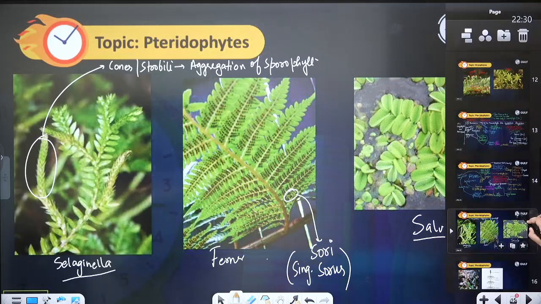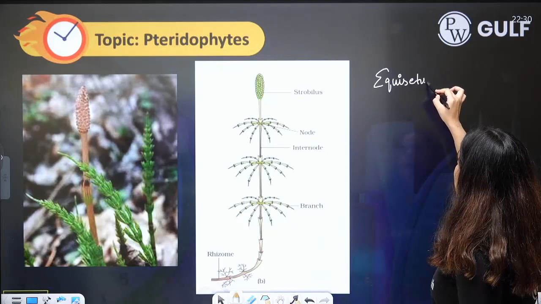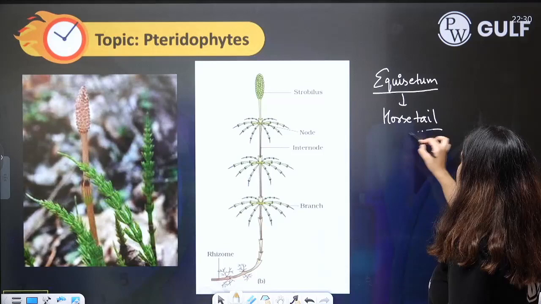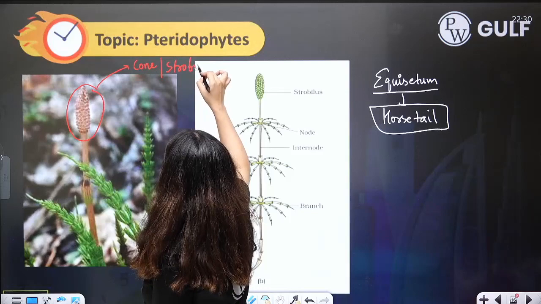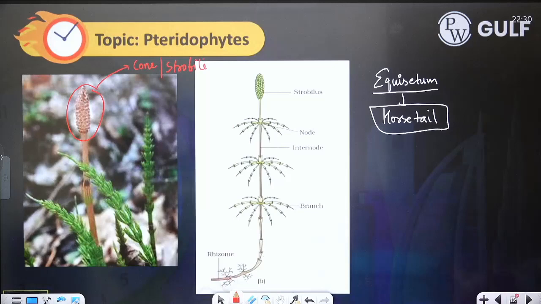This is Equisetum. Equisetum looks like a horse tail, and it is rough like a horse tail. That's why it is known as horse tail, right? And Equisetum also forms the cone or strobili. So there are two plants in pteridophytes that form cones. First is Selaginella and second is Equisetum. I hope this is clear to all of you. This is where we end pteridophyte.